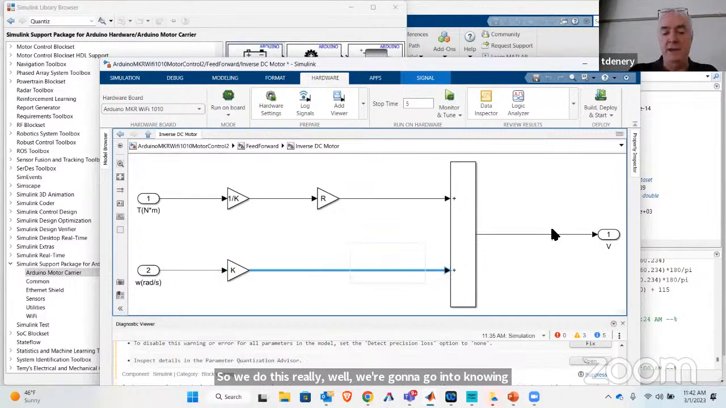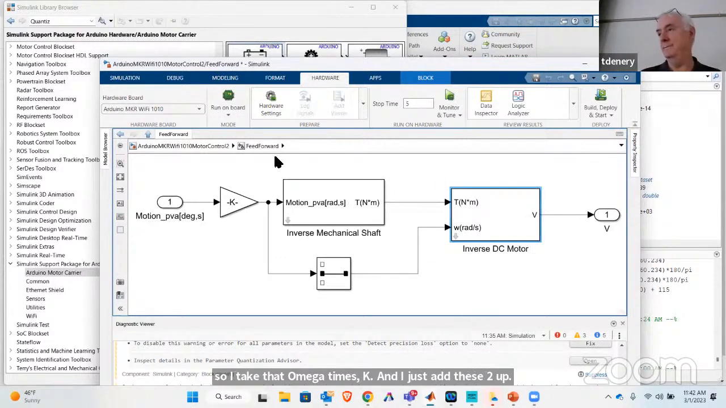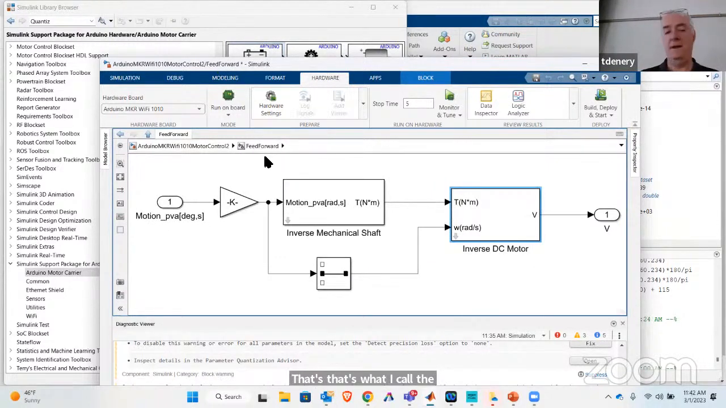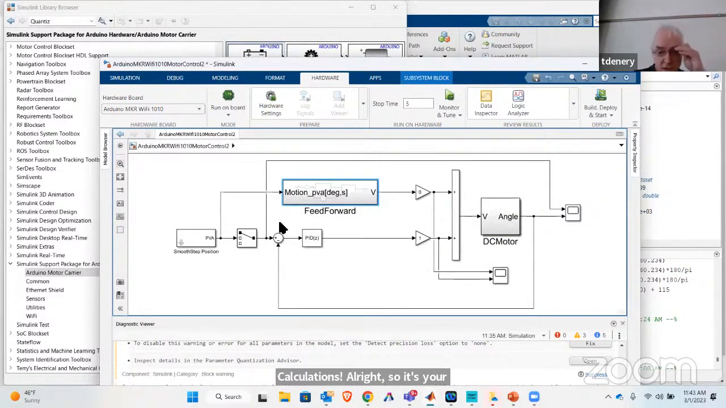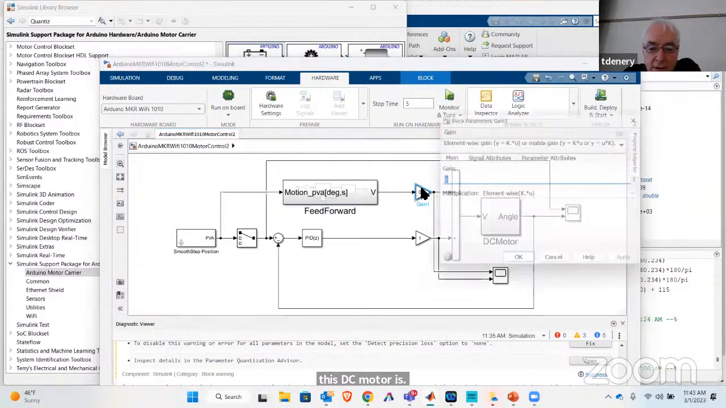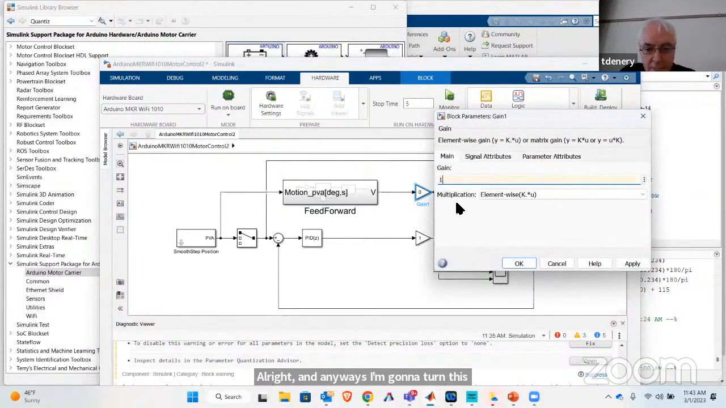And so I take that omega times K, and I just add these two up, and that's what I'd call the feed forward voltage calculation, right? So it's your knowledge of what this DC motor is. All right, and anyways, I'm going to turn this on this time.